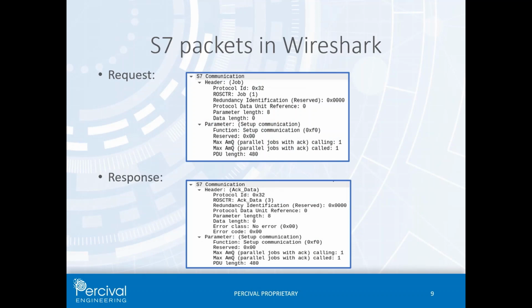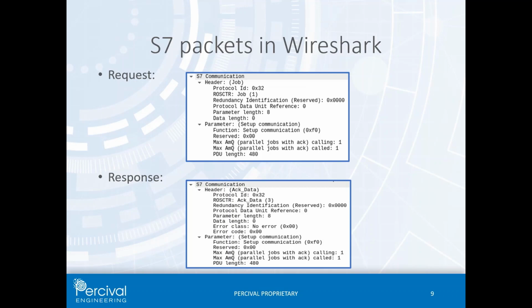Next, we can take a closer look at both packets. Note that most of their header characteristics are identical, including the protocol ID, redundancy identification, PDU reference, length, and data length. They also have identical parameter fields. A notable difference between the two packets is the ROSCTR field, which differentiates the packets between the request and the acknowledgement.